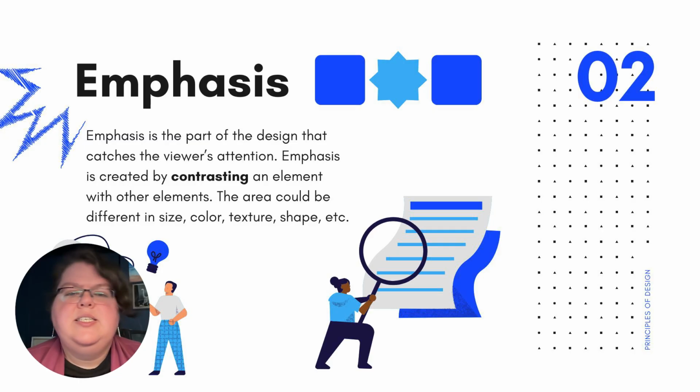Next, emphasis is the part of the design that catches the viewer's attention. Emphasis is created by contrasting an element with other elements. Contrast creates a noticeable difference between elements to add visual interest and emphasize important information within designs. This design principle is crucial since the human eye naturally gravitates towards elements with higher contrast.